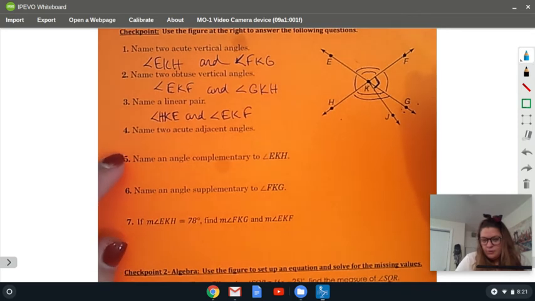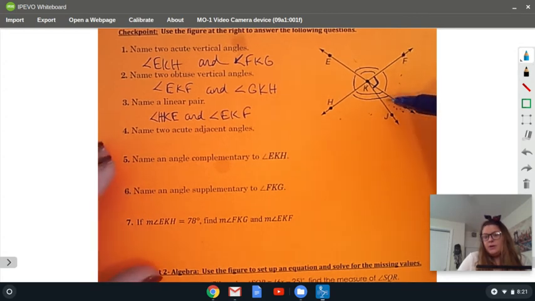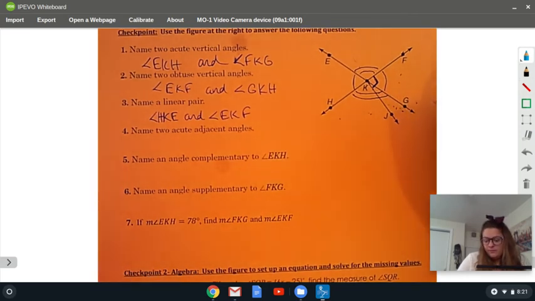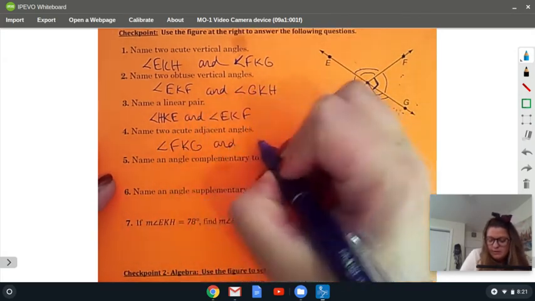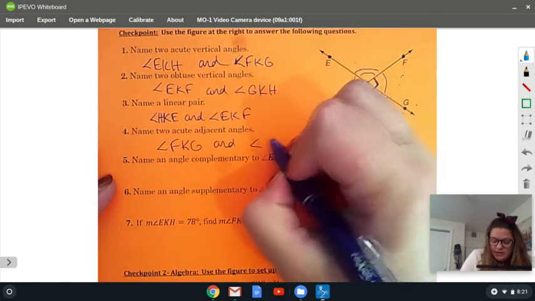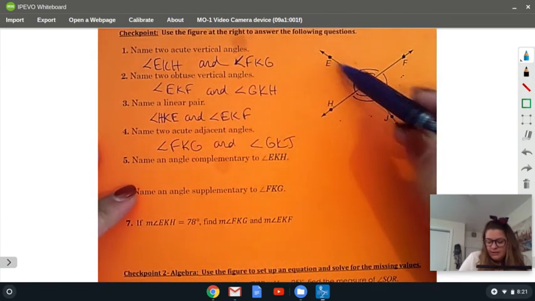Name two acute adjacent angles. So less than 90 and they're next to each other. I would say you could do either these two or these two. We know that it's less than 90 because this is 90 together, and they're next to each other. So I'll just do this one, FKG and angle GKJ.